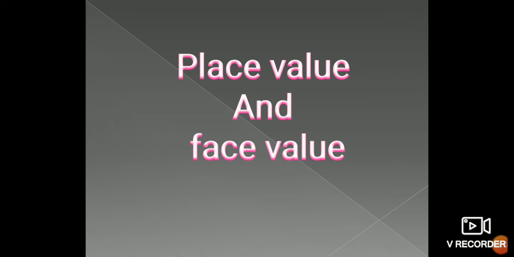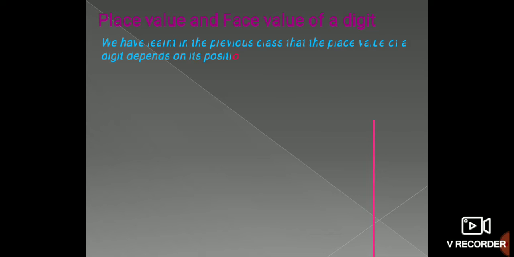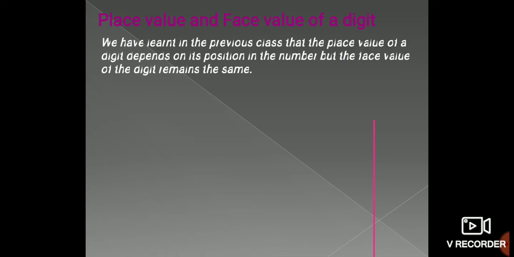Now let's have our next topic, place value and face value. Place value and face value of a digit. We have learned in the previous class that the place value of a digit depends on its position in the number, but the face value of the digit remains the same. Find the place value of each digit in the number 230568.